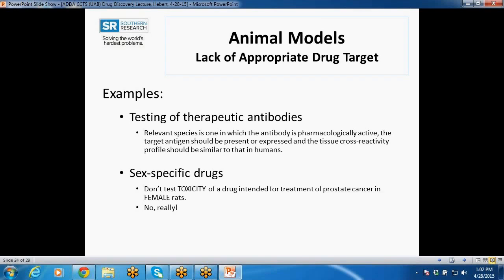An example of lack of appropriate drug target: don't test drugs for prostate cancer in women. Really.